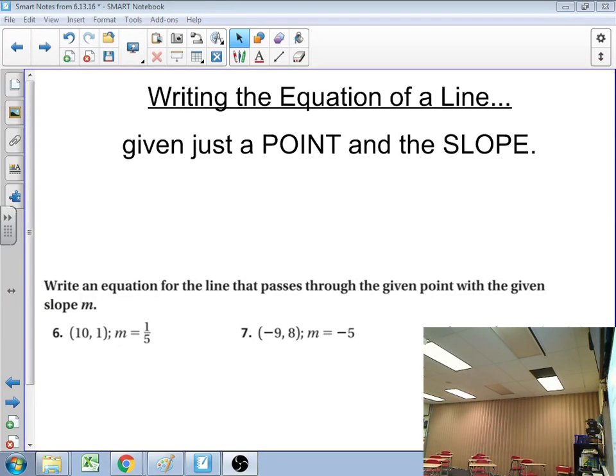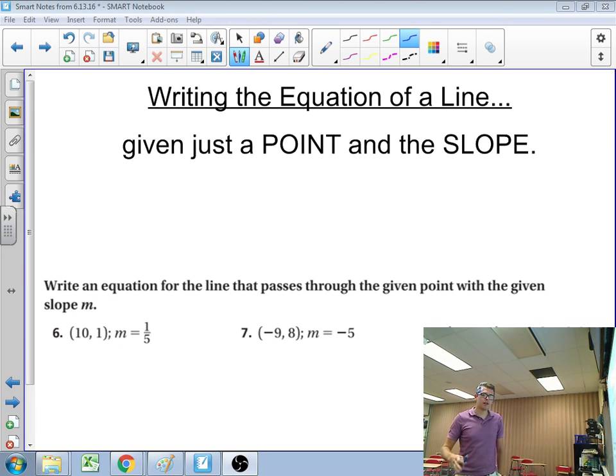Hey all, in this video we are going to talk about how we write the equation of a line when we're given just a point and the given slope. So we could put this on the graph, put the point on the graph, and then from there move according to the slope and figure out what the line looks like.